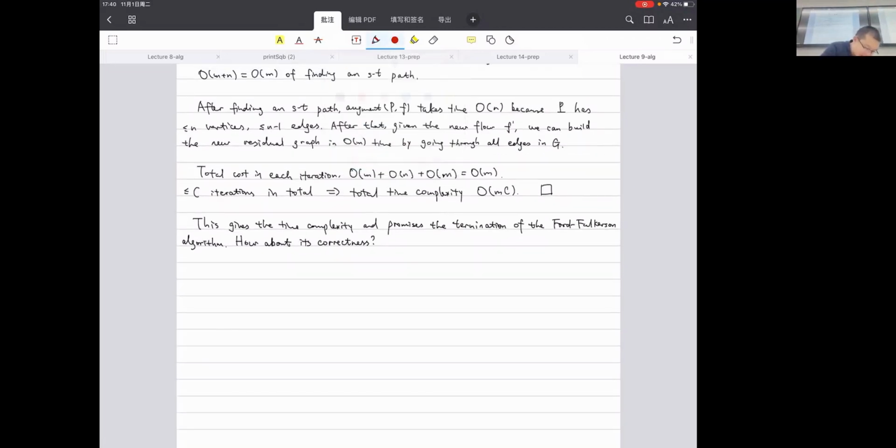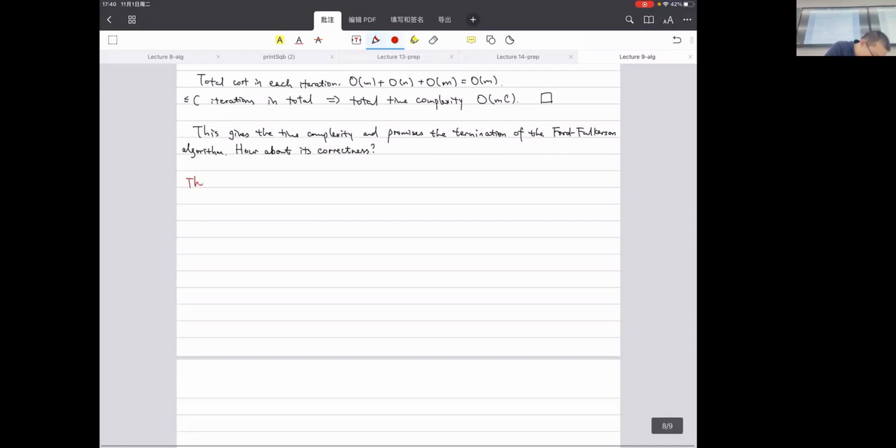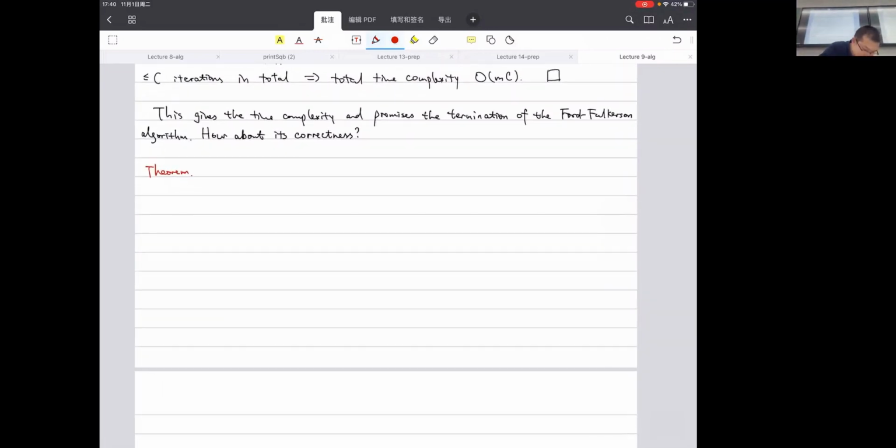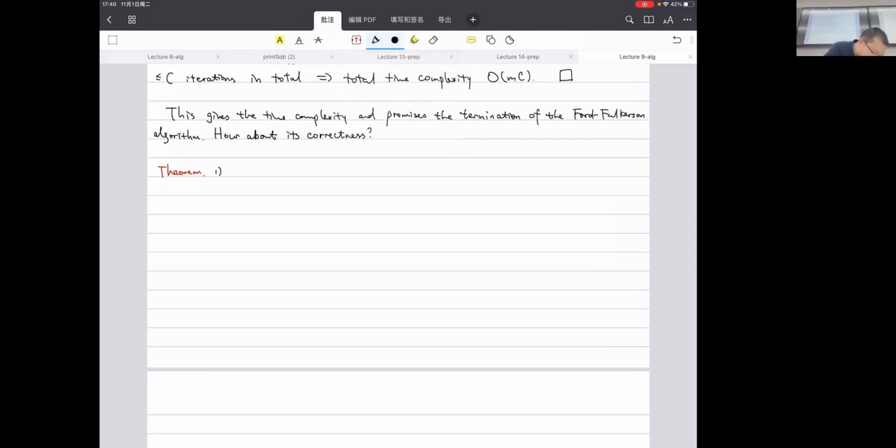Okay, so the main theorem about the correctness part is going to read as follows. Let me zoom in a little bit. The theorem is that a flow F is a max flow if and only if there are no augmenting paths. Recall that I write IFF to represent if and only if. Therefore, Ford-Fulkerson outputs a max flow.